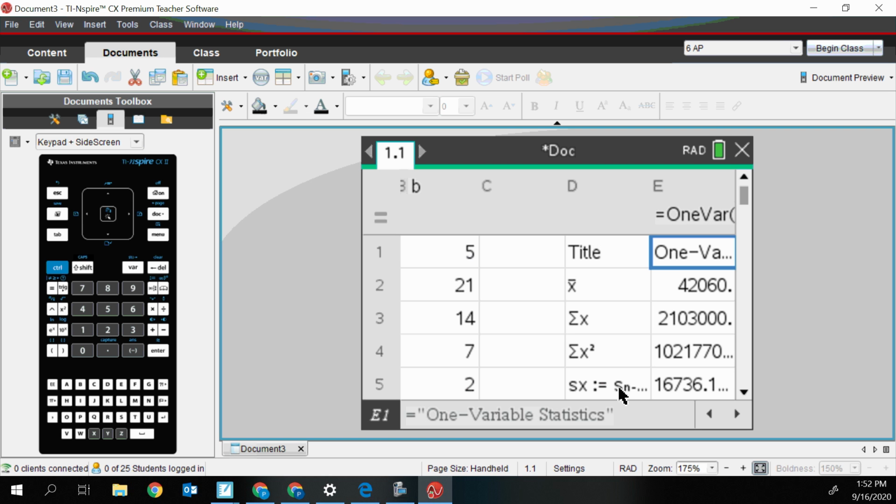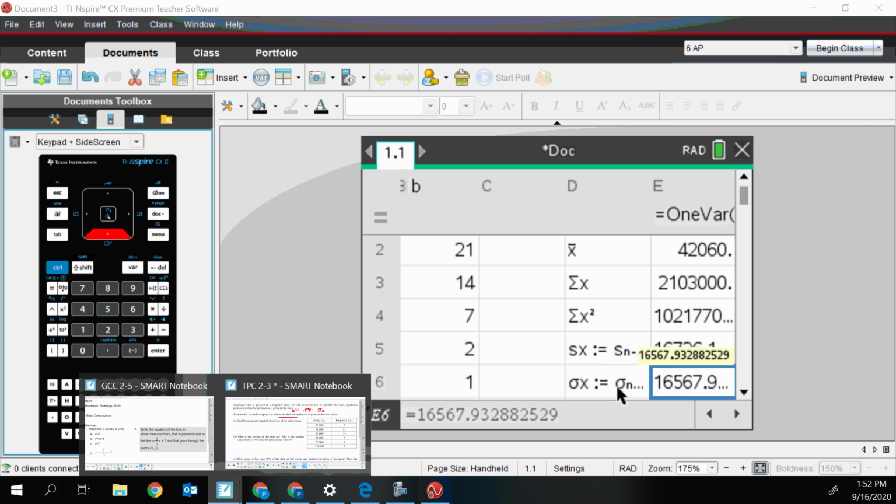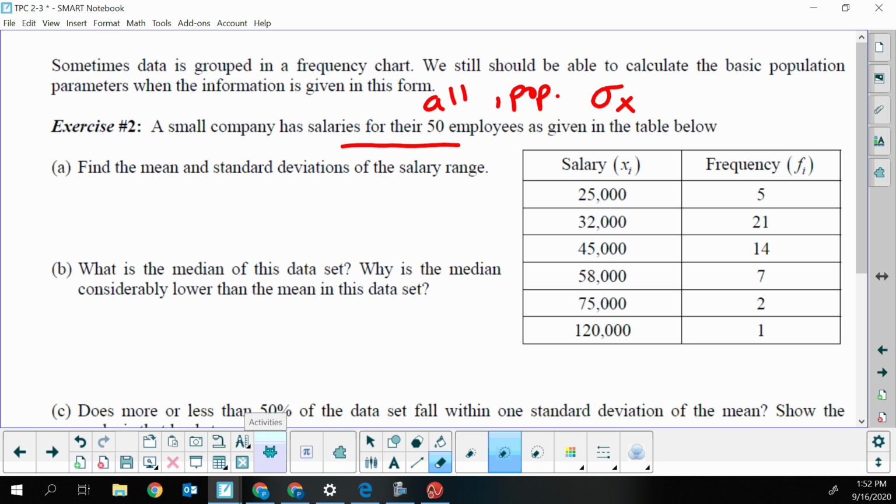And we get each of our values. Well, the first thing we wanted in part A was the mean and the standard deviation. So our mean is the X with the bar, that 42060. And we had determined we wanted the population standard deviation because it was all employees. So we want that 16,000 number there. So our mean was the 42060. And our population standard deviation was the 16567.9328825.